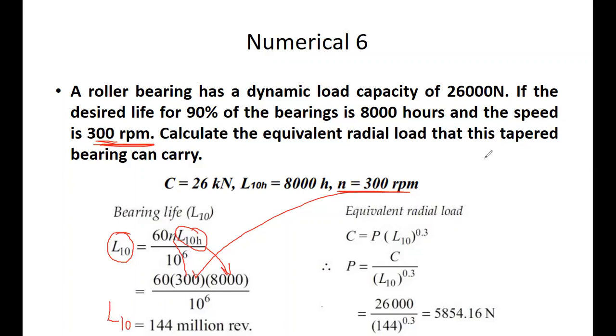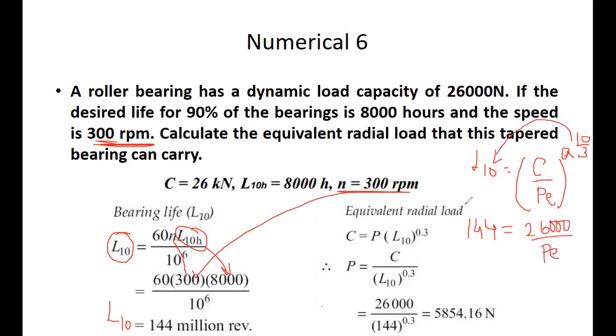Next, I'm going to use the formula of load life relationship. L10 is equal to (C upon PE) raised to A. Here A is going to be 10 by 3. So L10 is there with us, which is 144, equal to C, which we have as 26,000, divided by PE, raised to 10 by 3. If 10 by 3 goes to this side, it will become 3 by 10. Obviously, PE will go here and 144 raised to 3 by 10 will go down. So the formula will become PE is equal to 26,000 divided by 144 raised to 3 by 10.